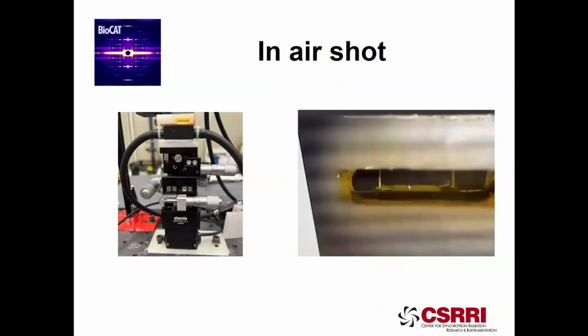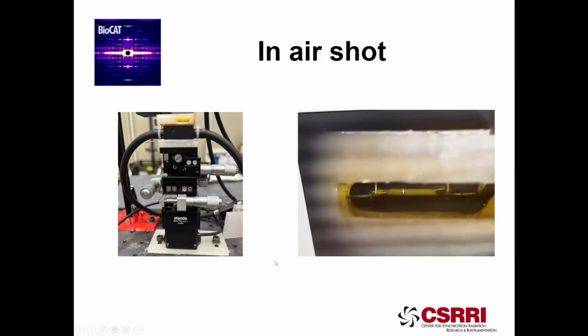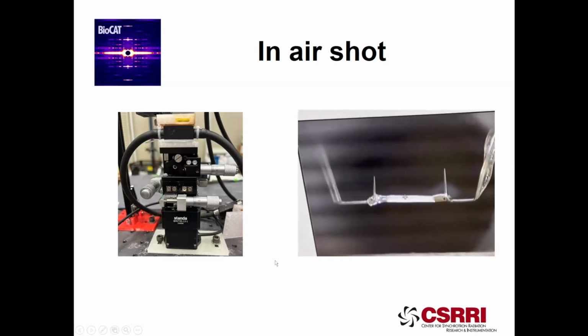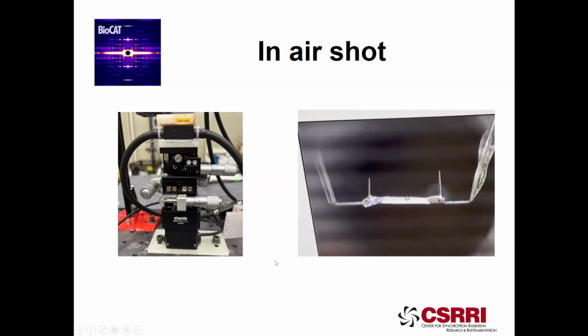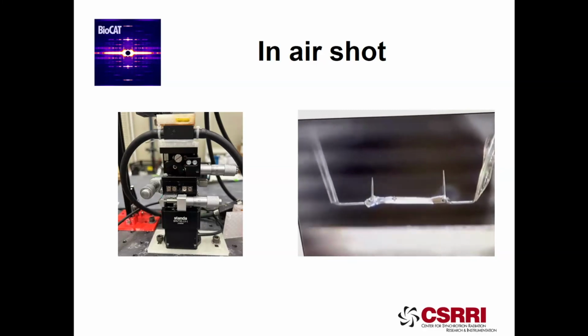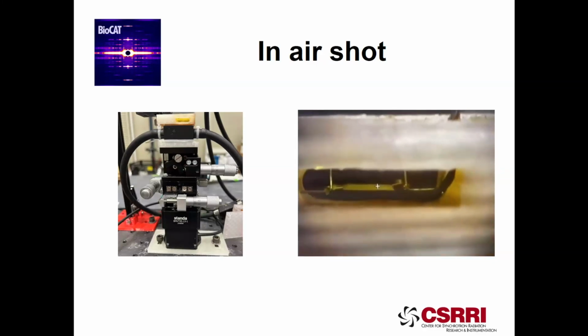Another one is the in-air shot. This was developed by colleagues in Europe. They've been using it for a while, but we hadn't implemented it at BioCAT. Recently we adopted this technology. We put the entire system on a translational vertical stage. So basically, you just align your muscle, take the muscle out of the solution, take the shot, and put the muscle back.